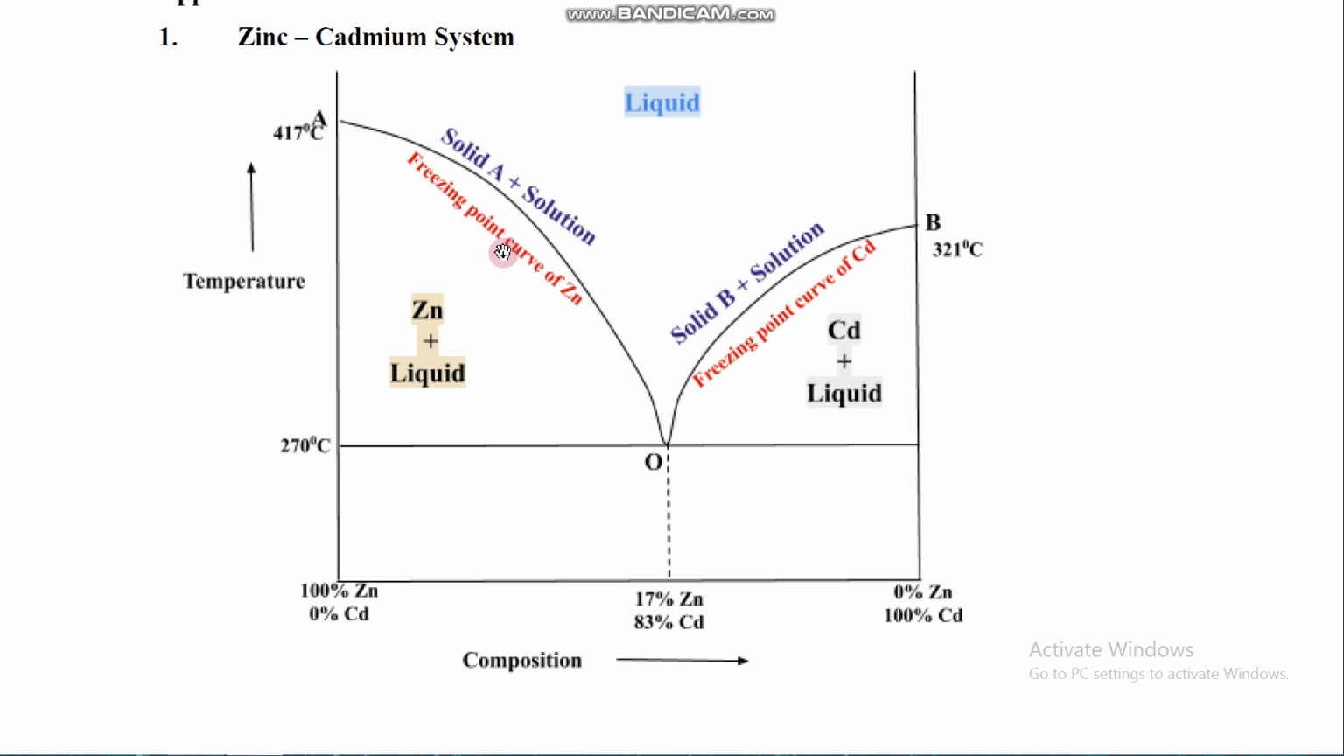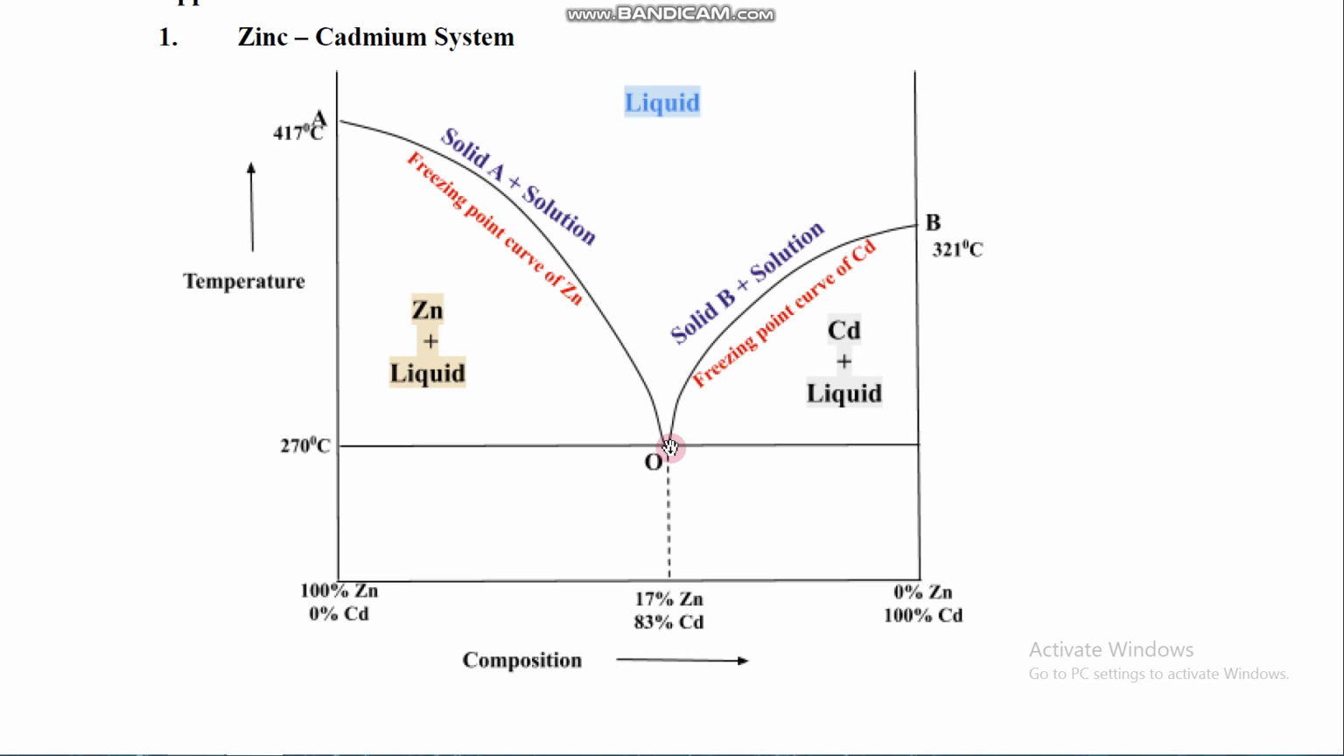Now these two curves AO and BO meet at the point O. At this point the mixture contains 17% zinc and 83% cadmium. At this point the mixture will melt at the lowest temperature, 270 degrees Celsius, and that mixture is known as the eutectic mixture.